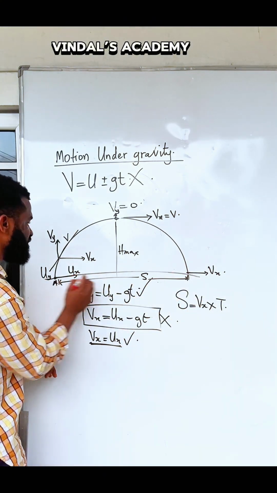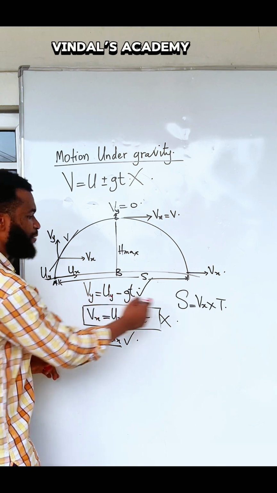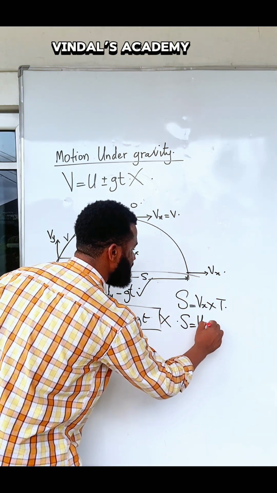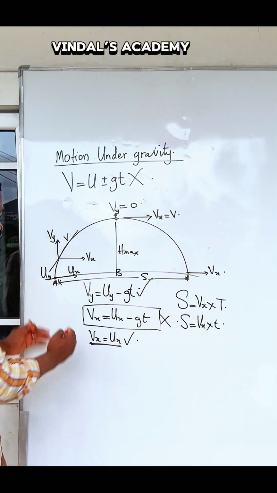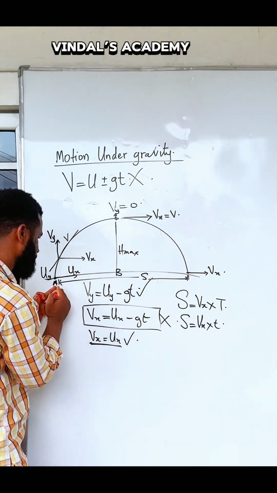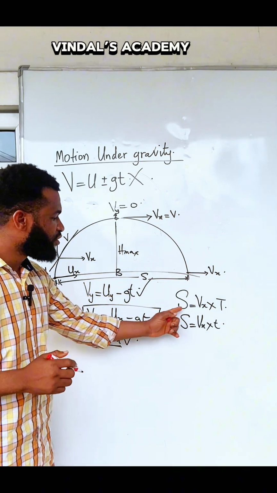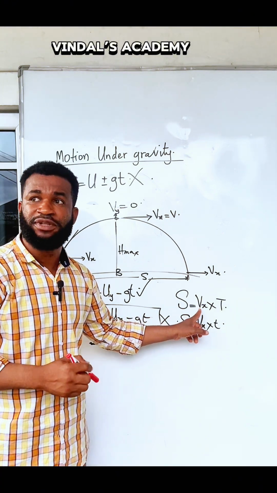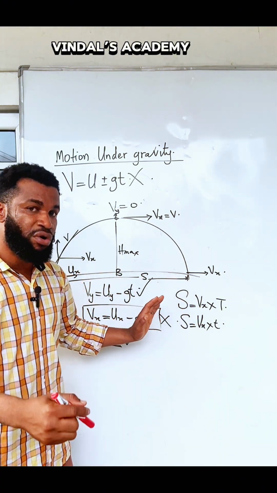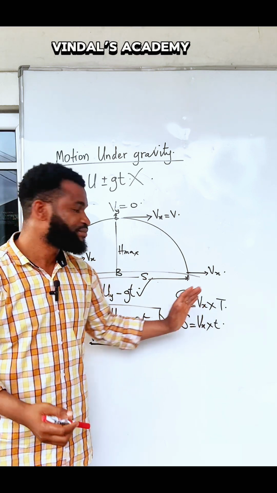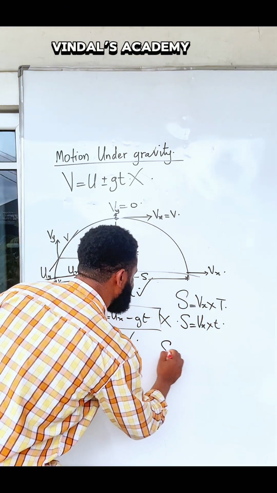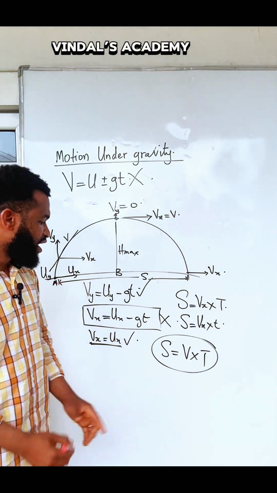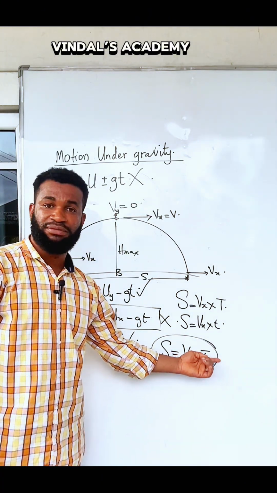However, if I want to find from point A to, let's call this place point B, I'm no longer going to use this capital T. I'm going to say S is equal to V sub X times small t. Because from here to here is half of from here to here. So this is the horizontal distance traveled by the body. This is the horizontal component of the speed, because horizontal distance must go with the horizontal component of the speed. Now, when you just write S is equal to V times T, you confuse a person like me, because I do not know the dimension you are talking about.